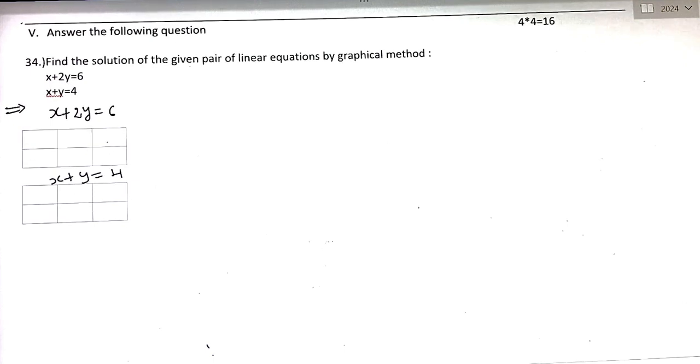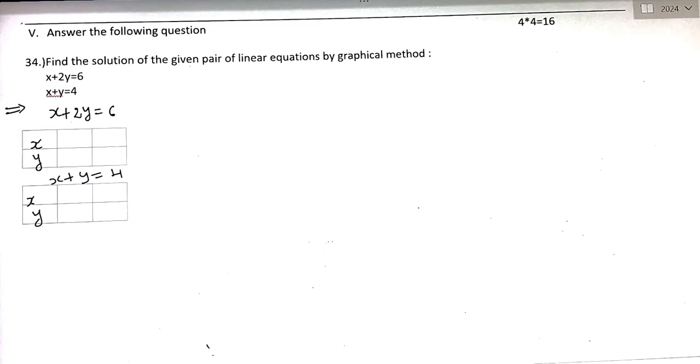Next, we need to draw a table with 3 columns and 2 rows. For each equation, we need to draw a table. Since we have two equations, I have drawn two tables with 3 columns and 2 rows. Now, how do you solve this? First, let me take the first equation, that is x plus 2y is equal to 6. In the table, in the first row we need to write x and in the second row we need to write y. The same goes for the next table as well, x and y.